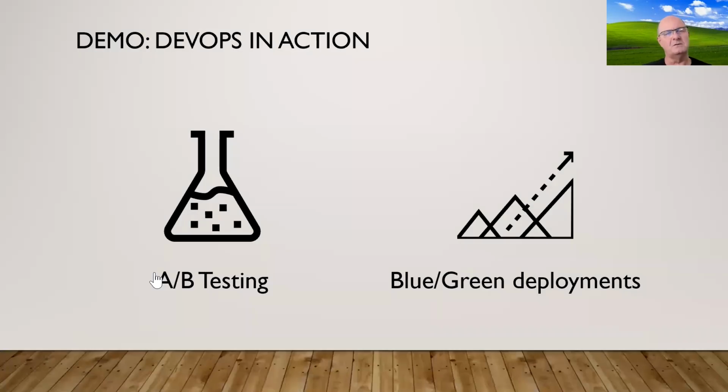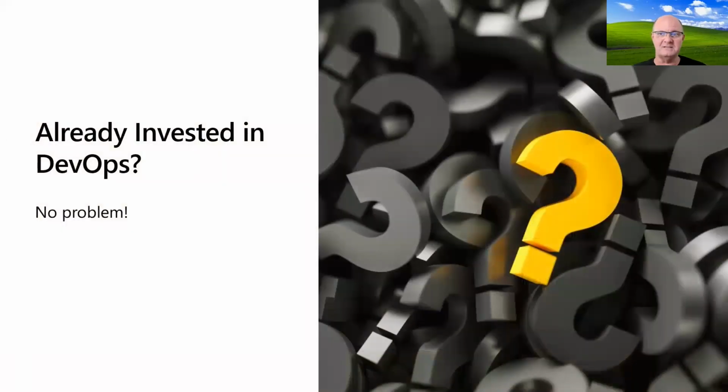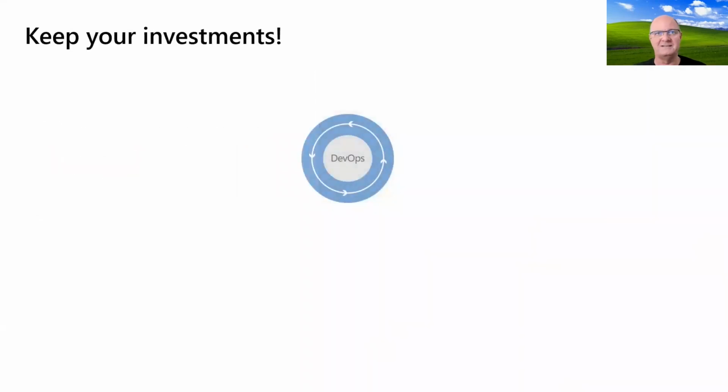Okay, so that's DevOps in action. I just want to show you a little bit. I mentioned A/B testing and blue-green deployments and how you can do that with feature flags and deployment slots as well. If you're already invested in DevOps, that is not a problem. You can keep your investments.